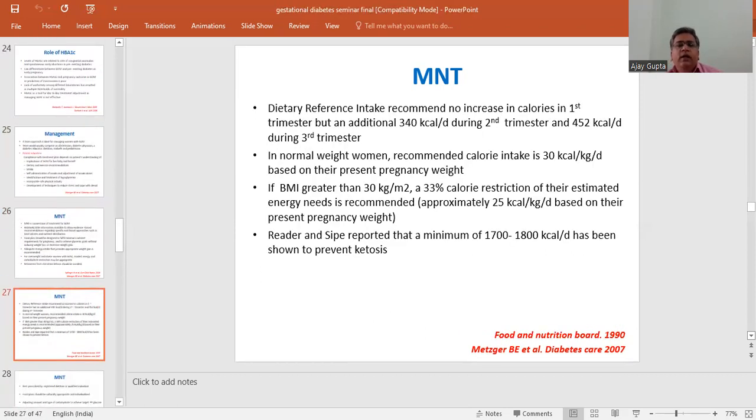Dietary reference intake recommends not increasing the calorie intake during the first trimester of pregnancy, but an additional 340 kilocalories should be given during the second trimester and 452 kilocalories during the third trimester. This is for those patients who have a normal BMI. In normal weight women, the recommended calorie intake is 30 kilocalories per kilogram per day based on the present pregnancy weight. If the BMI is greater than 30 kilogram per square meter, a 33% calorie restriction of their estimated energy is recommended, that is approximately 25 kilocalories per kilogram per day based on their present pregnancy weight. Another study has shown that a minimum of 700 to 1800 kilocalories prevents ketosis in the GDM patient.